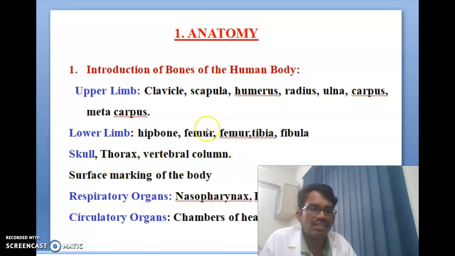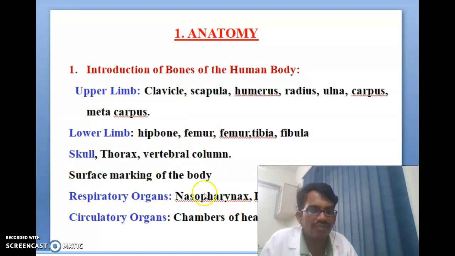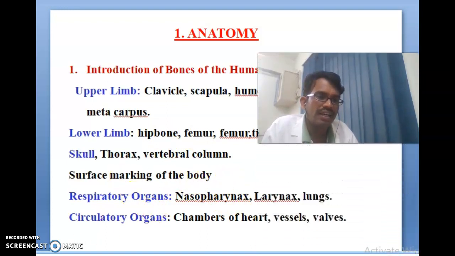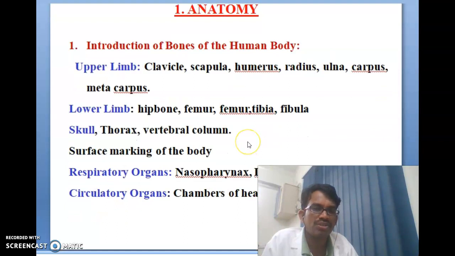And you can see surface marking, how to mark, suppose if you give any injections, and how to take blood. Surface marking is also one of the major parts in anatomy, and you need to find out the surface marking of the body. And next, the respiratory organs and the circulatory organs, the chambers of the heart, and vessels and veins. This part we will be discussing in the anatomy chapter.